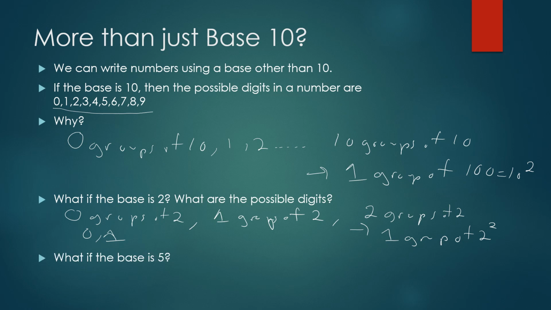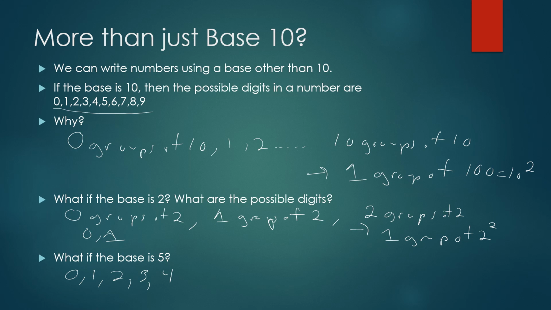What about if we have base 5? Let's think about this. As soon as we get to 5 groups of some base 5, all of a sudden it jumps to the next set. So what we can do is we have 0, 1, 2, 3, and 4. Essentially, the number of digits that a base n has is the base itself, and the largest digit is 1 less than the base.